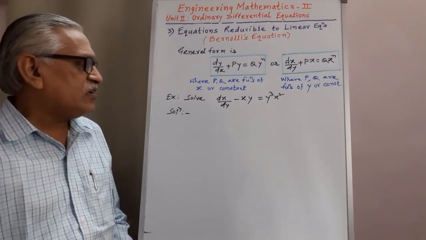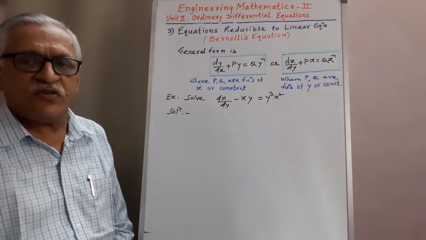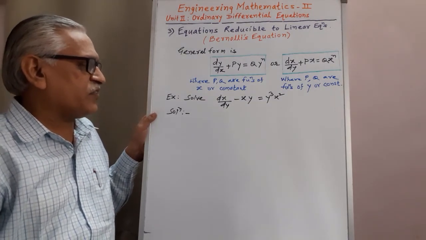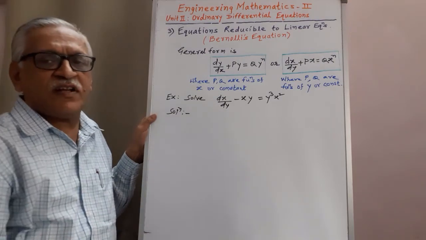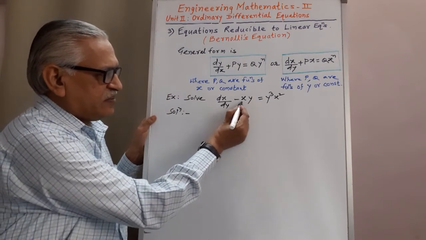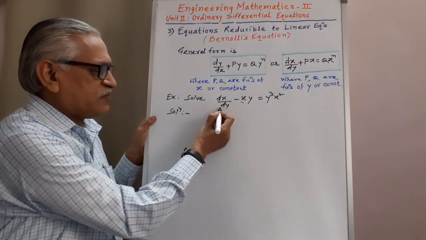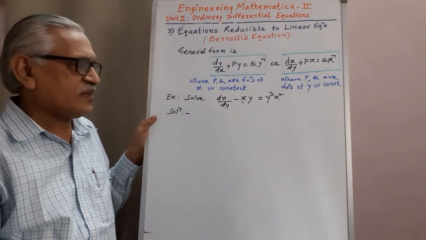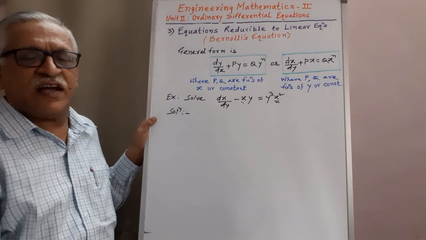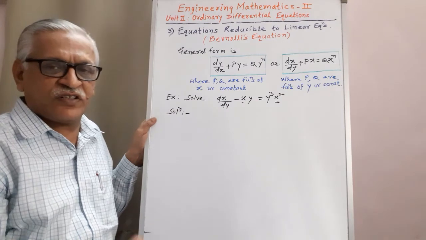Second example, solve dx by dy minus x into y is equal to y cube into x square. Therefore, to check the type of that equation, here x is the dependent variable, y is independent, degree of x here is 1, its differential coefficient dx by dy, its degree is also 1, but on the right hand side we have a term of x square, and due to that term it is not linear in x, but we can reduce it to linear.